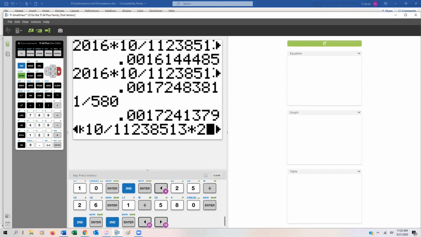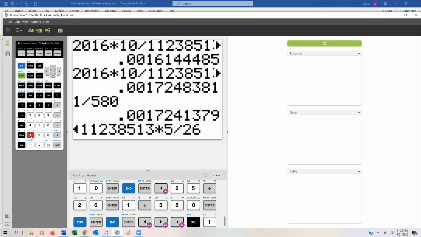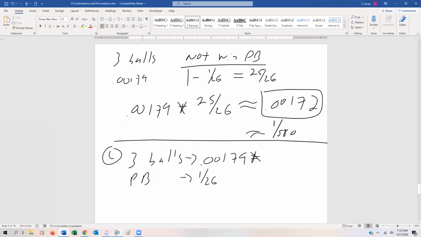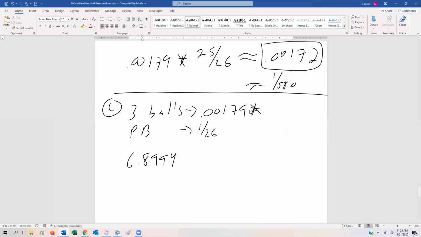And then over here, instead of 25 out of 26, I'm just going to type in 1 out of 26. And that gives us this number. We haven't seen anything like this before. Notice there's this e to the minus 5. So I'm going to copy that down. It's 6.8994. I'm going to copy a lot of numbers really quickly. So when we multiply these together, we're going to get 6.8994, and then we have this e to the minus 5.